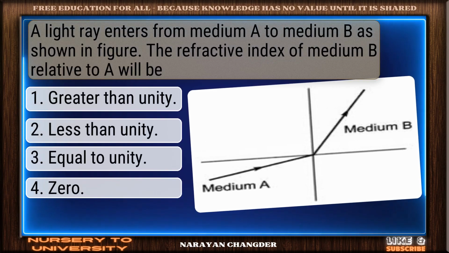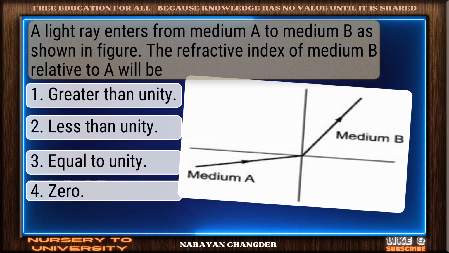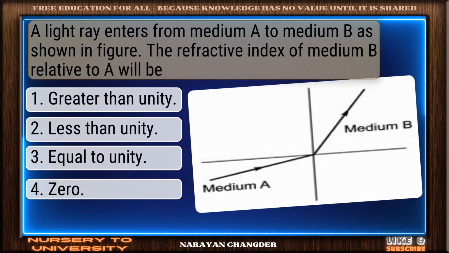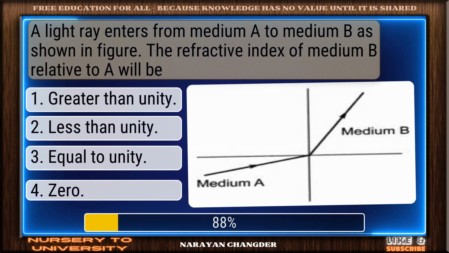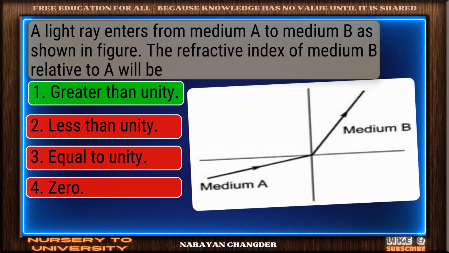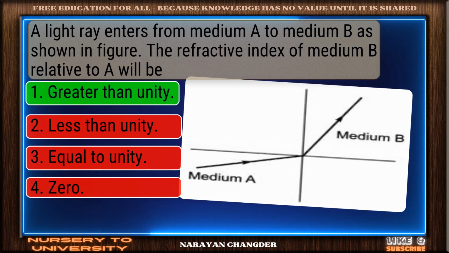A light ray enters from medium A to medium B as shown in figure. The refractive index of medium B relative to A will be... Well picked. Greater than unity is the correct answer.